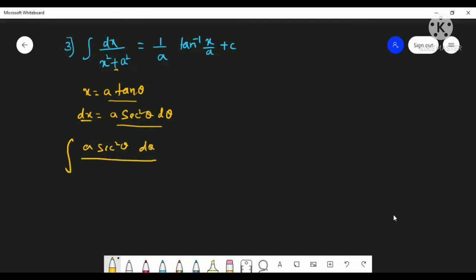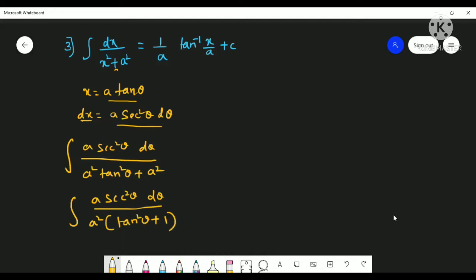x, and x means a tan theta. Is it right? That is a square tan square theta, plus this a square as it is. Now integration of a secant square theta d theta whole divided by a square. I will take a common here. What is left? Tan square theta plus 1. One a gets cancelled. What is left? 1 by a is a constant, I will take common. What is left?